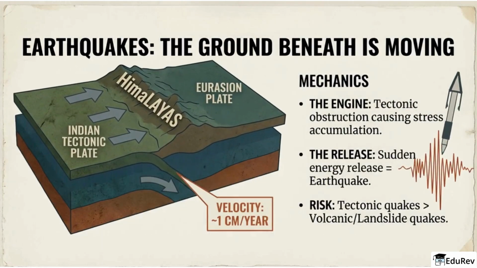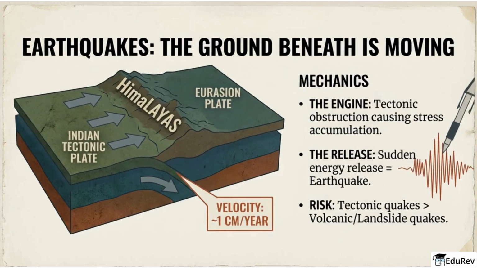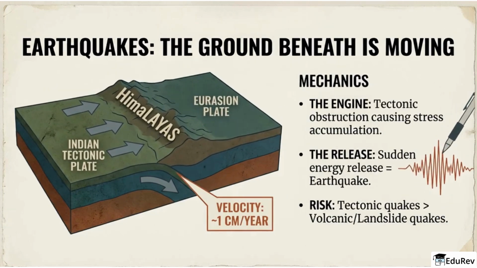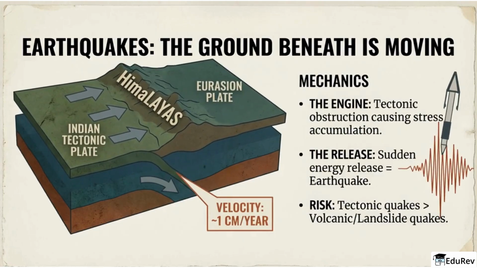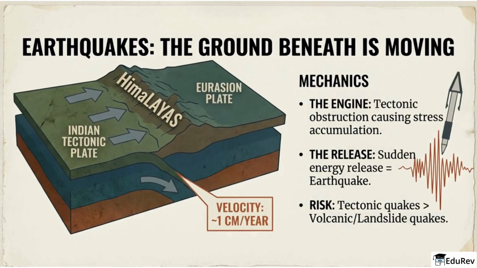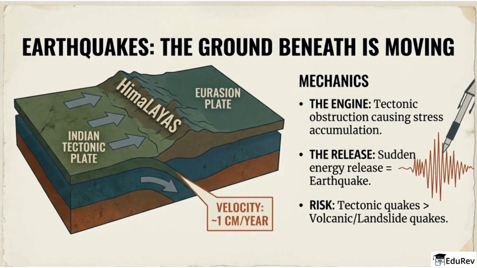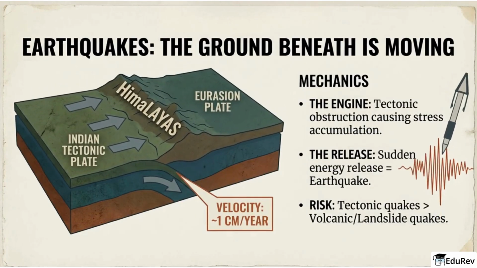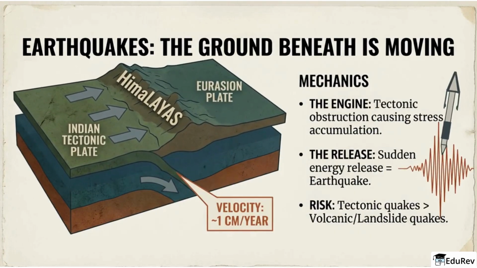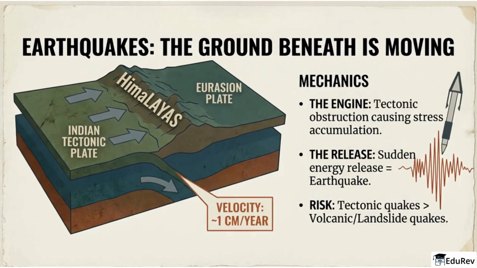Now to earthquakes. An earthquake is not random shaking. It is stored stress getting released. The engine is tectonic obstruction. Plates keep moving, but movement is not smooth. Stress builds up. The release is sudden energy discharge. That is the earthquake. The Indian plate is still moving northward at roughly 1 centimeter per year, and that ongoing motion keeps the Himalayan belt active.